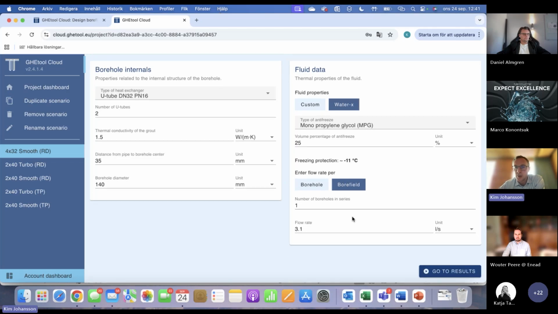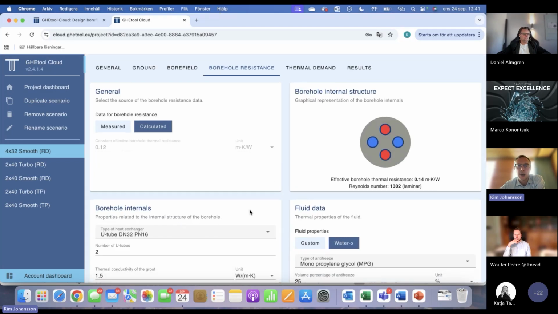We could also put in here the flow rate that we have in the system. And in this case, we have chosen to have a flow rate of 3.1 liters per second, that's going to be divided in these boreholes.